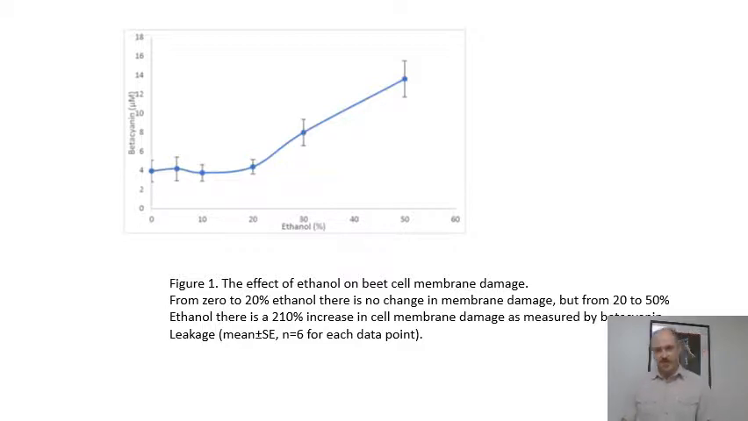Here's what the data pretty much looks like, and you needed to have converted this data to concentration. If this is still in absorbance, then it's wrong. The graph will look about the same shape, but it needs to be in micromolar concentration. And then we have a caption. Figure 1, the effect of ethanol on beet cell membrane damage. Period. Next statement, from 0 to 20% ethanol, there is no change in cell membrane damage.